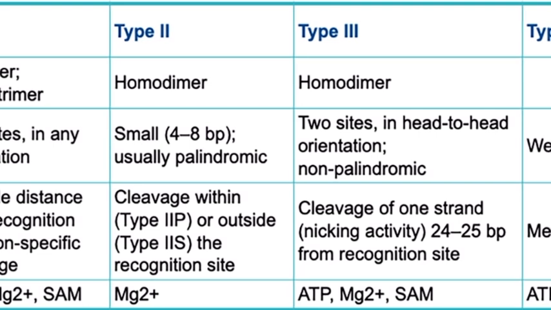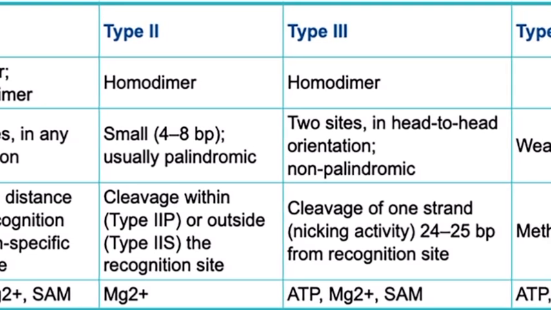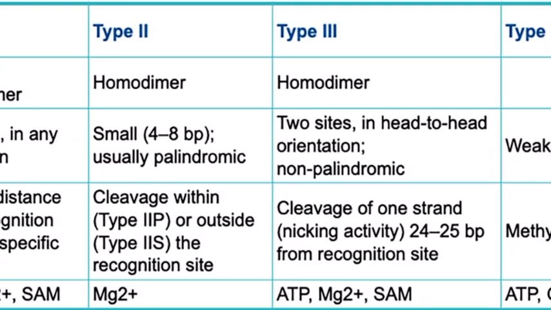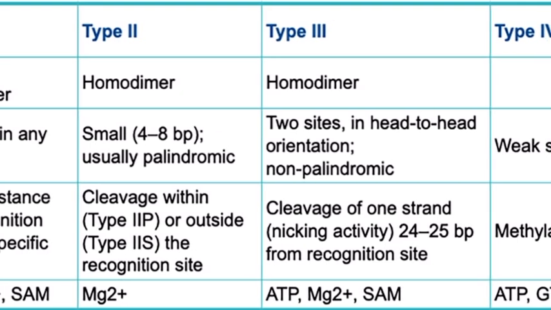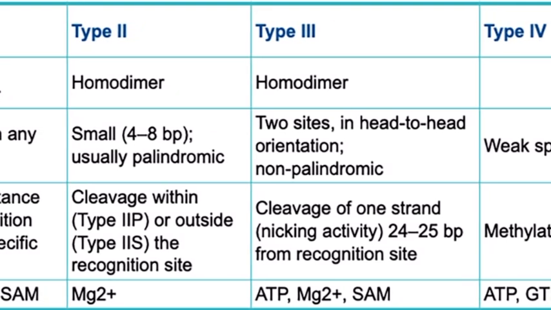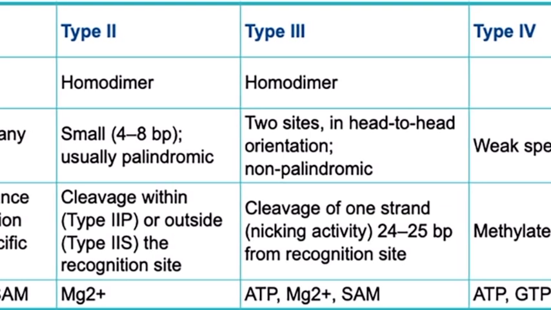Type 3 restriction enzymes cleave outside the recognition site and require 2 oppositely oriented recognition sequences on the same DNA molecule. Unfortunately, these rarely give complete digest.